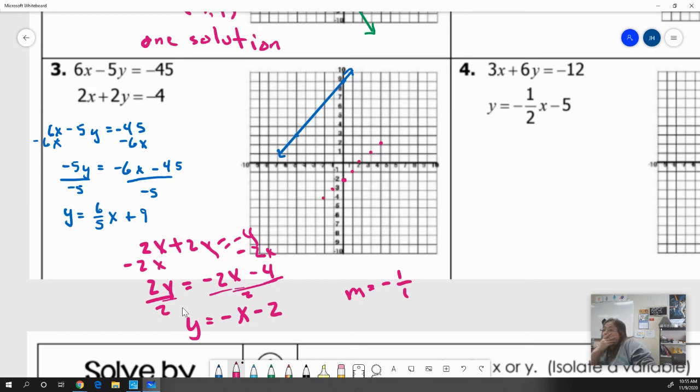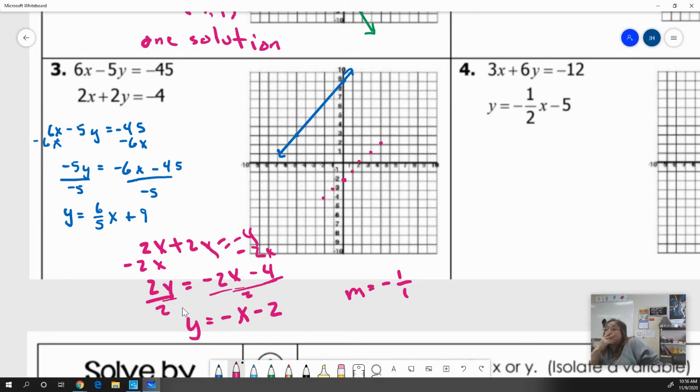What do I know about this? At some point, they're going to intersect. I, for the life of me, don't know where they're going to intersect, but I know that at some point they will. Now, it doesn't tell me that I have to find the solution on each of these, right? It just tells me that there is a solution on each of these.